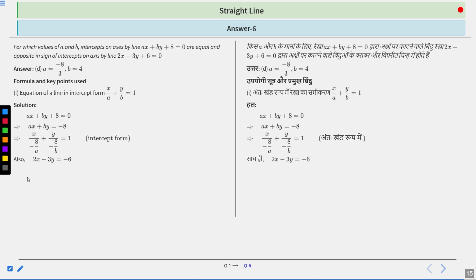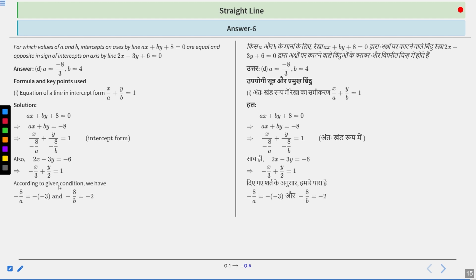Right. Also, the other given line is 2x minus 3y is equal to negative 6. Therefore, after converting it into intercept form, it will be x by negative 3 plus y by 2 is equal to 1. Right. So according to the given condition, we have negative 8 by a is negative of negative 3 and negative 8 by b is negative of 2, right? Because the intercepts are equal and opposite in sign. So a will be equal to negative 8 by 3 and b will be equal to 4, right? Therefore, option D, a is equal to negative 8 by 3 and b is equal to 4, will be the right answer. Got it?